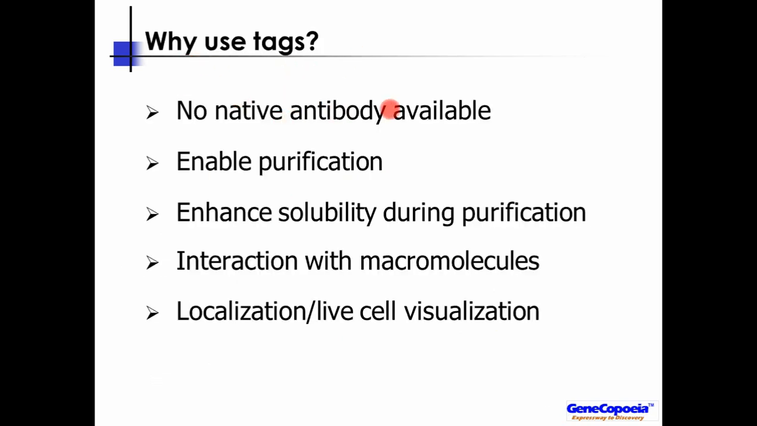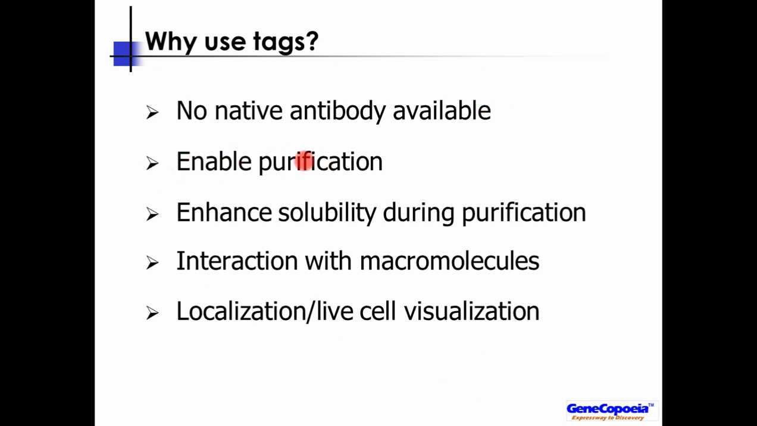All right, so now I'm going to go into the use of tags. So why would you use a tag? Well, one reason is that there's no native antibody available, so you might need to do an immunoprecipitation or a Western. And so if you have no native antibody, well, then you're going to need to detect it somehow, so a tag will help you do that.